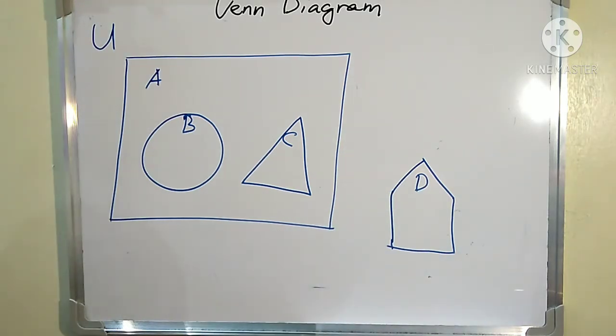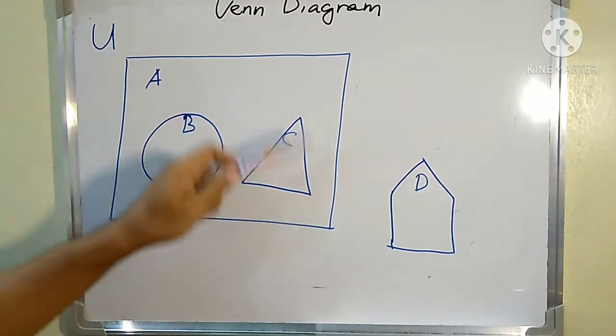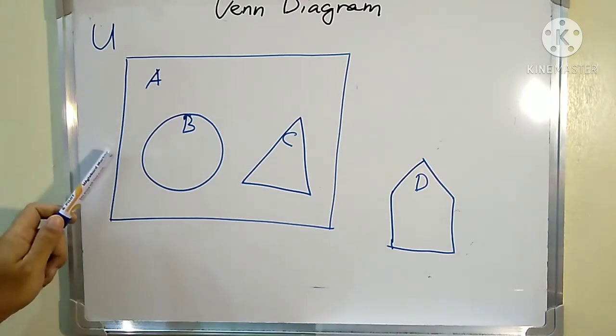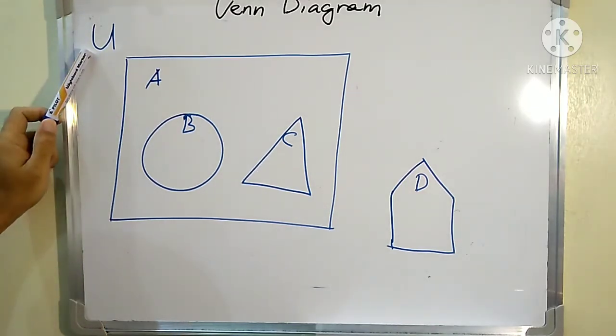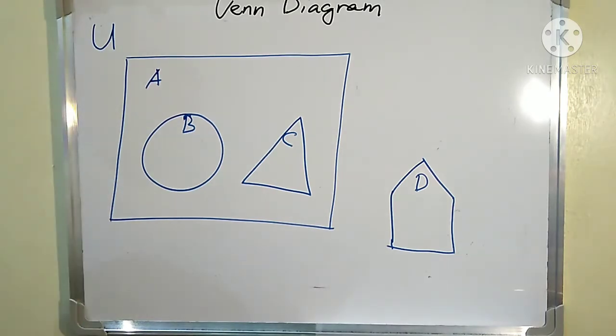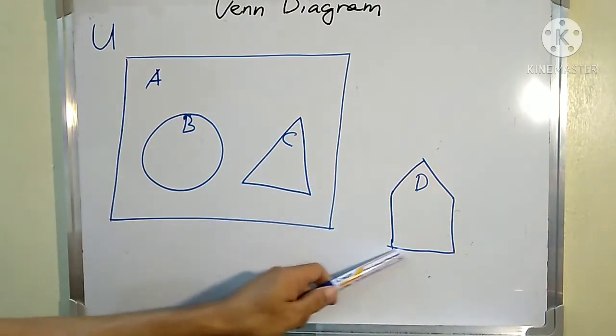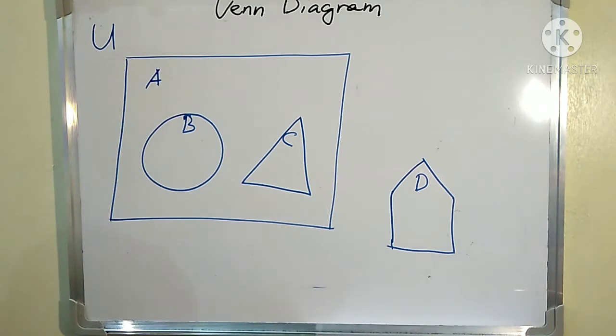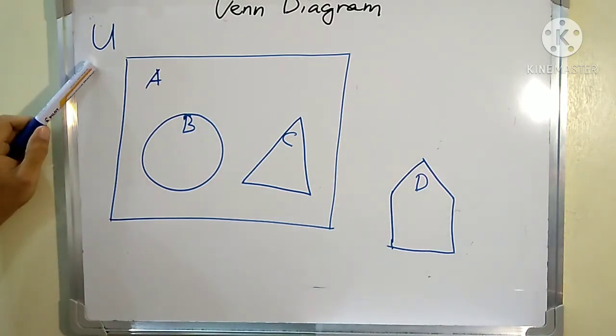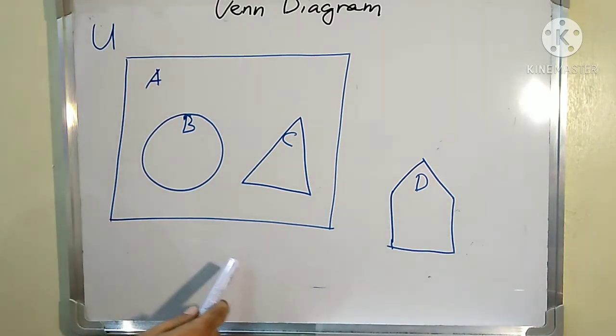How do we understand this kind of illustration? We will not write yet the elements so that we can easily understand this diagram. Set A is a set whose elements are found in the universal set. And another set, which is set D, is a set that is also found in the universal set. Set A and set D are disjoint sets because they have no elements in common.